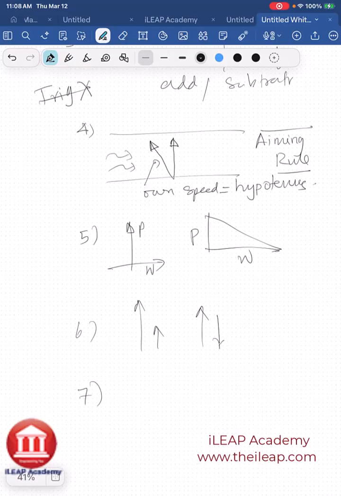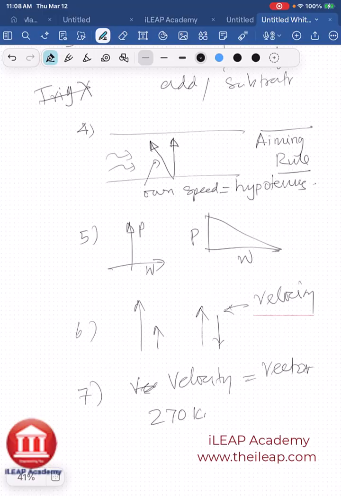another important point, keep the vector. Velocity is a vector. I think, did I say vector? It should be velocity. Okay, velocity is a vector. So whenever you give the answer, say 270 kilometers per hour, also add the direction, something like N20E. Okay, it has to be given with magnitude and direction.